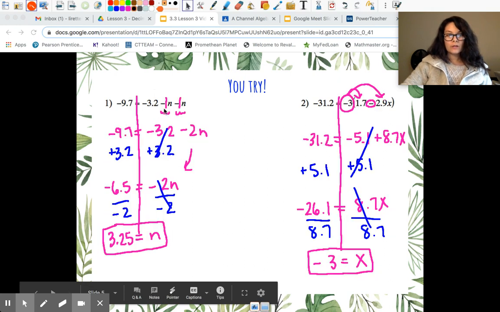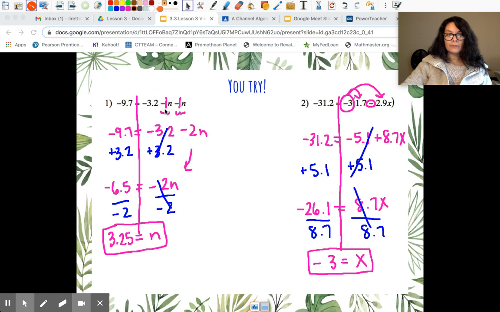For number 1, you just have to remember that in front of these two variables, there's really invisible ones. So we've got a -1 and another -1, and they're both variable terms, so we can combine them to get a -2. From this point forward, it's a two-step. We want to undo this negative constant first. This is a -3.2. To undo it, we add it to both sides, and then from there we bring down the -2. Don't forget about this negative sign. And this is being multiplied with the variable, so the opposite would be to divide. You should have gotten 3.25 equals n, and it should be a positive answer.